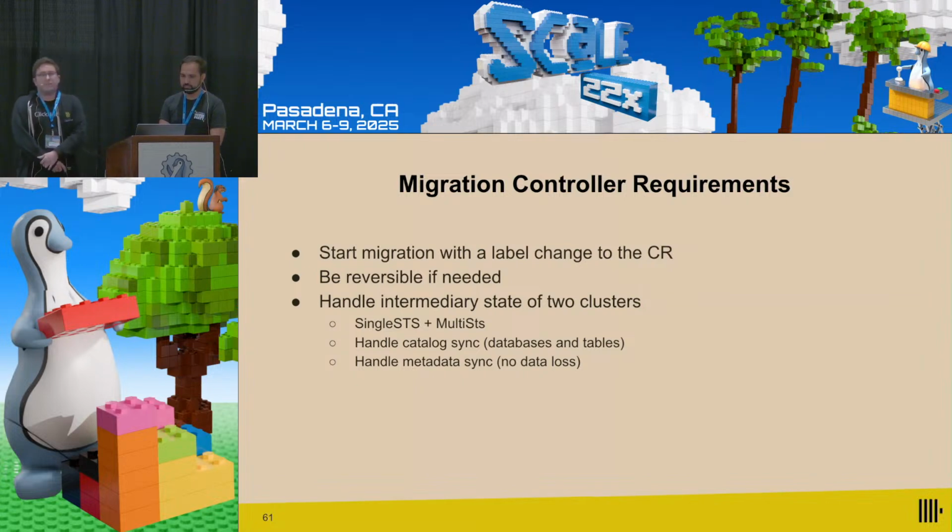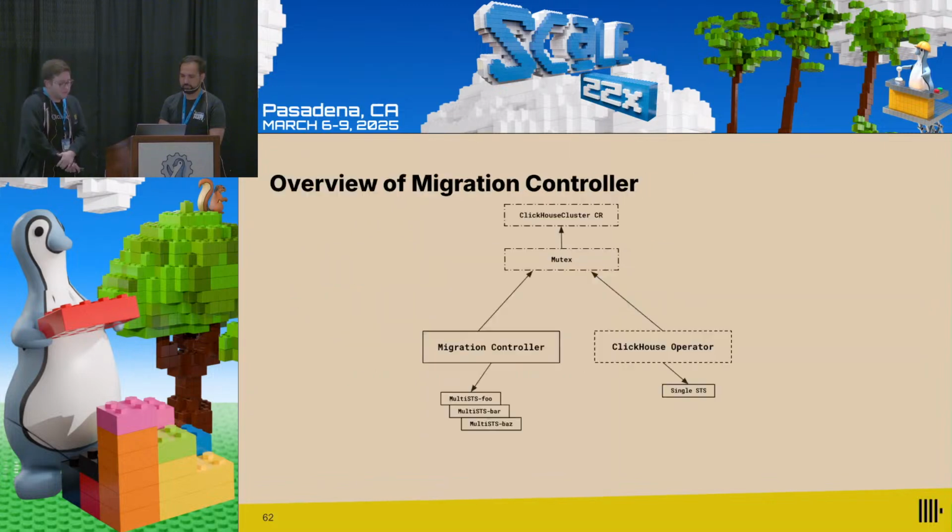And we wanted something where we could handle this intermediary state where you have multi-stateful set pods, single stateful set pods, and we don't want to add this complexity to our main operator. We wanted something that could handle this intermediary state, know about both worlds, and perform this migration without additional complexity, where we'd have to cover all cases in our operator where this backwards compatibility would need to be placed.